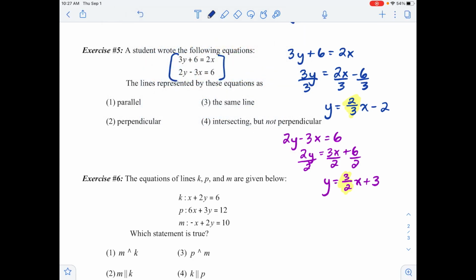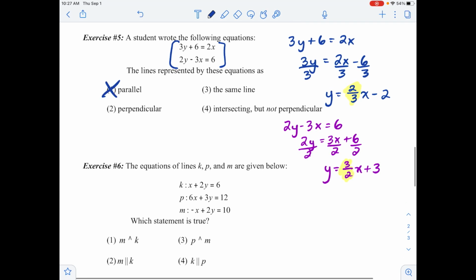So 2/3, 3/2, they are not the same. They are not the same slope, so they are not parallel. They are not negative reciprocals. They are reciprocals, but they're not negative reciprocals, which means they're not perpendicular. It's not the same exact line, so it's not that, which means they intersect, but they are not perpendicular.